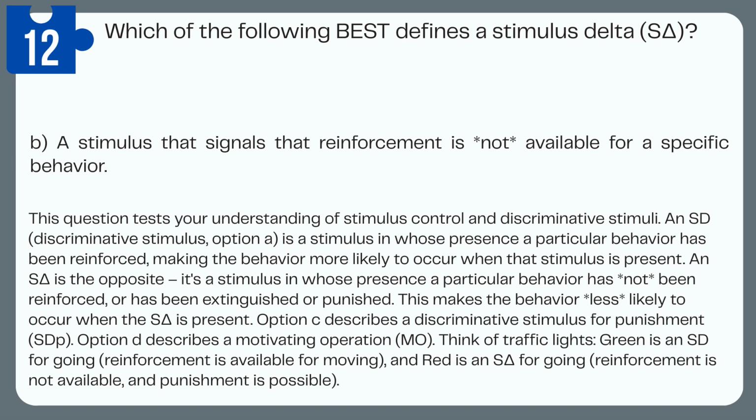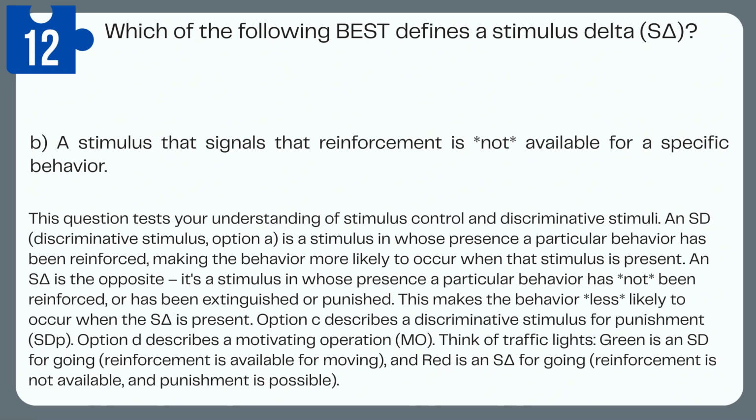This question tests your understanding of stimulus control and discriminative stimuli. An SD, discriminative stimulus, Option A, is a stimulus in whose presence a particular behavior has been reinforced, making the behavior more likely to occur when that stimulus is present. An S-delta is the opposite. It's a stimulus in whose presence a particular behavior has not been reinforced, or has been extinguished or punished. This makes the behavior less likely to occur when the S-delta is present. Option C describes a discriminative stimulus for punishment, S-D-E-E-P. Option D describes a motivating operation, MO.